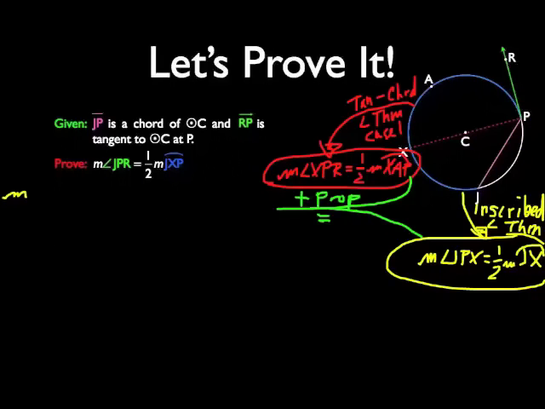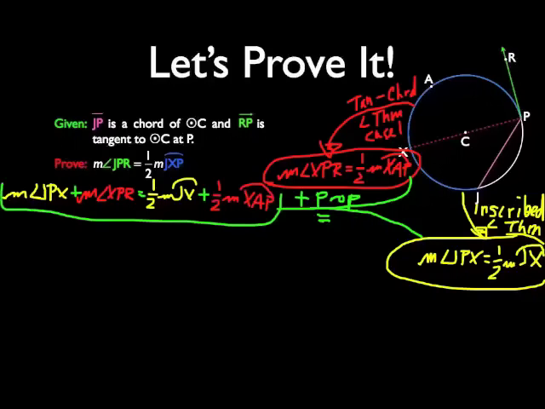Since the measure of angle XPR is half the measure of arc XAP, we can add that to both sides of this other equation. So we get the measure of angle JPX plus the measure of angle XPR is equal to half the measure of arc JX plus half the measure of arc XAP. Again, that's the addition property of equality. So let's do some simplifying here.